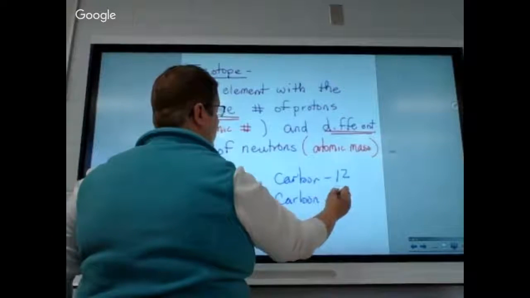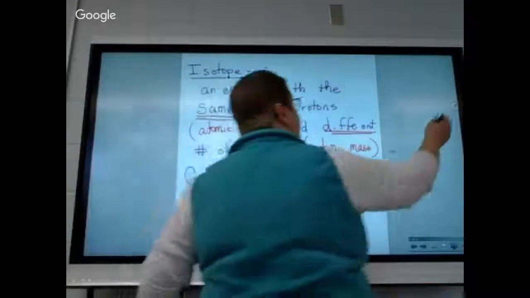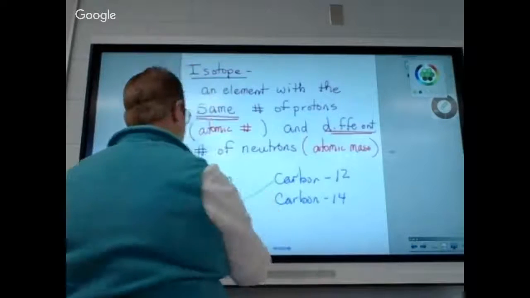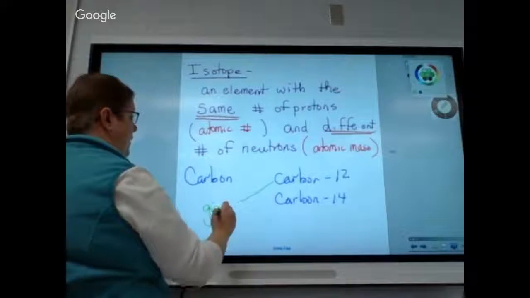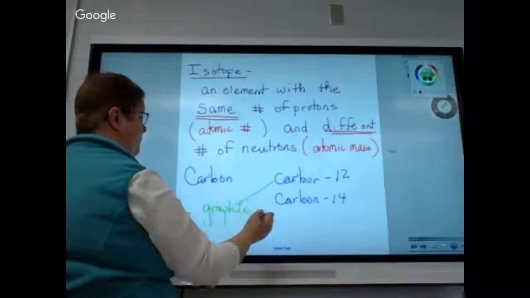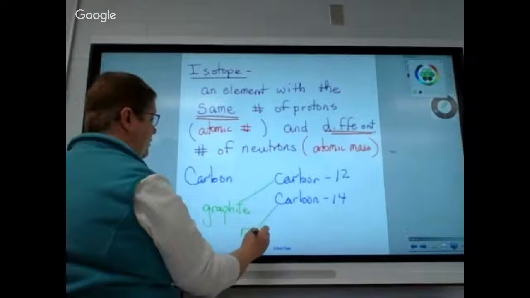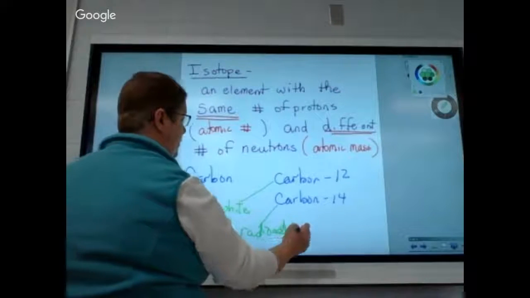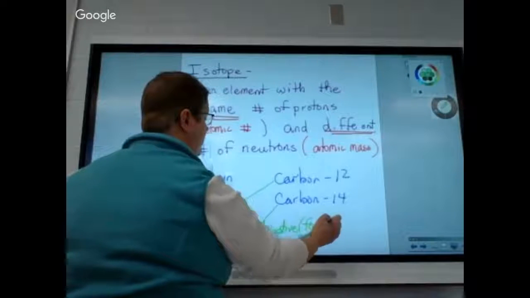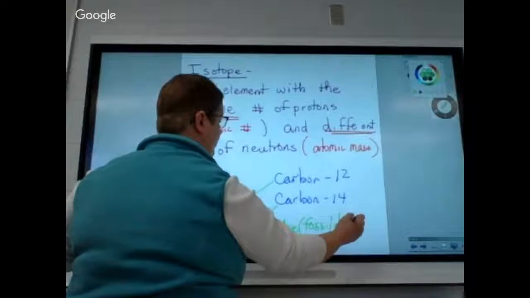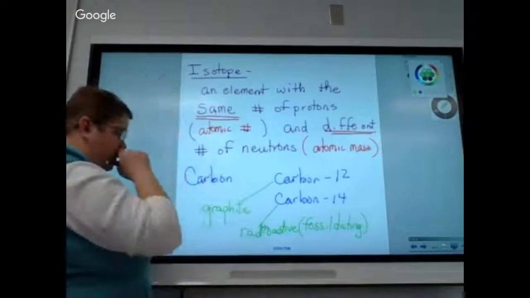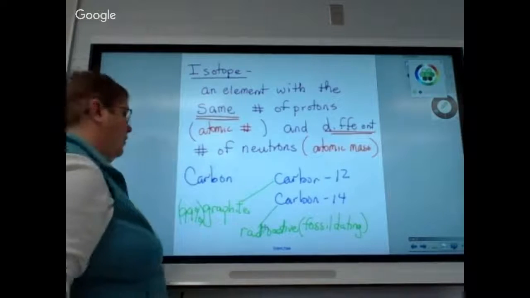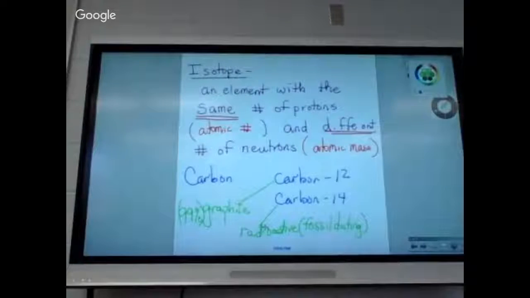This is Ms. Wall's personal pet peeve. You're going to hear me say it so many times, you're going to get sick of it over the semester. Carbon 12 is called graphite. Carbon 14 is radioactive, and it's used for fossil dating. Now, roughly 99% of all the carbon found on the planet is carbon 12.